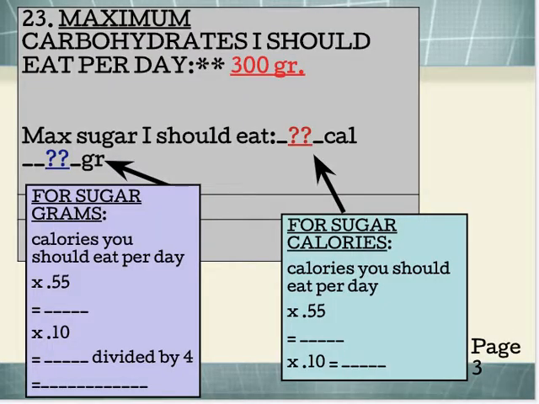The maximum carbohydrates I should eat per day is about 300 grams. So the maximum sugar I should eat is my calories for sugars on the right there, and sugar grams on the left. We did that formula already. This is the first number we did, calories multiplied by 0.55, and then multiply that by 0.1, and then to find out the sugar in grams, you divide that number by 4. And that will give you your grams of sugar each day.